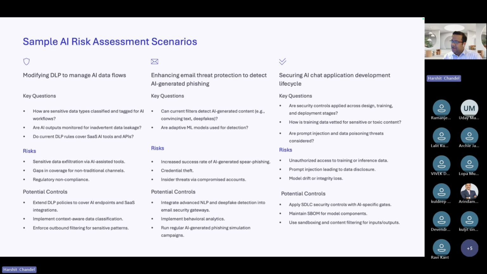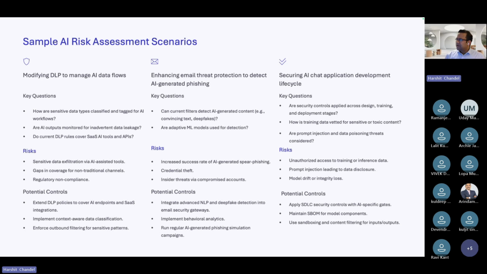So the questions can be: can current filters detect AI-generated content? Are adaptive ML models used for detection? Risk can be increased success rate of AI-generated spear phishing attack, credential theft, insider threats via compromised account. Potential controls can be integrating advanced NLP, fake detection, etc. I think there are a few vendors who have enhanced their technology, leveraging some of these kinds of controls.